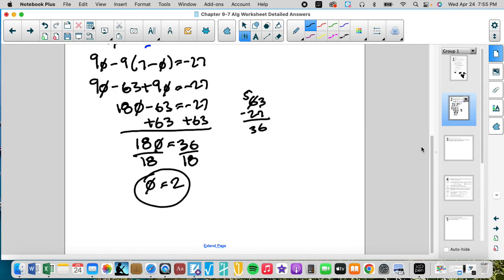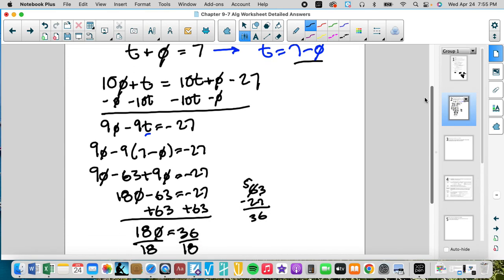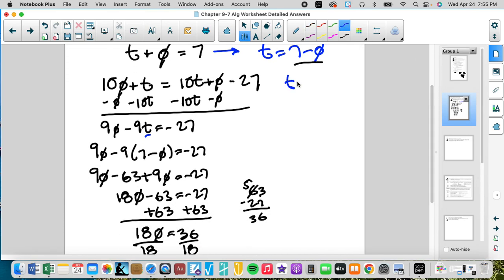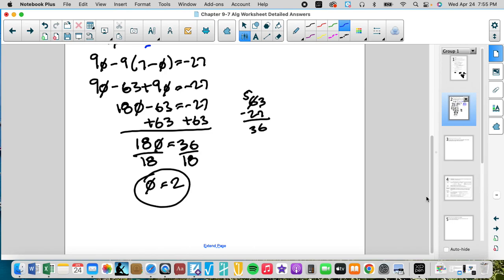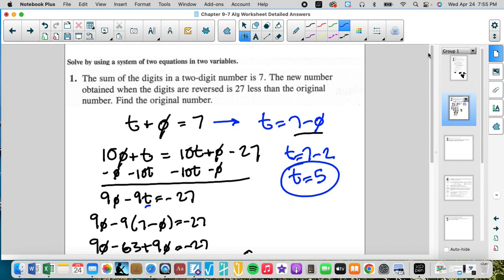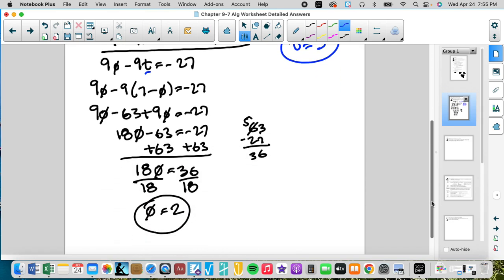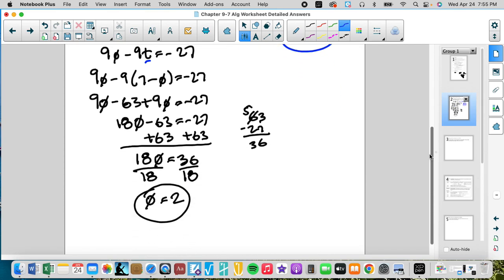And then we can go back and use the other formula right here. So we have t. So t equals 7 minus, what was o? It was 2. 7 minus 2. So my tens place is 5. My ones place is 2. Do we want the original or the new? Find the original number. So remember, we placed t as the original. Here's my original. So my original number is 25.